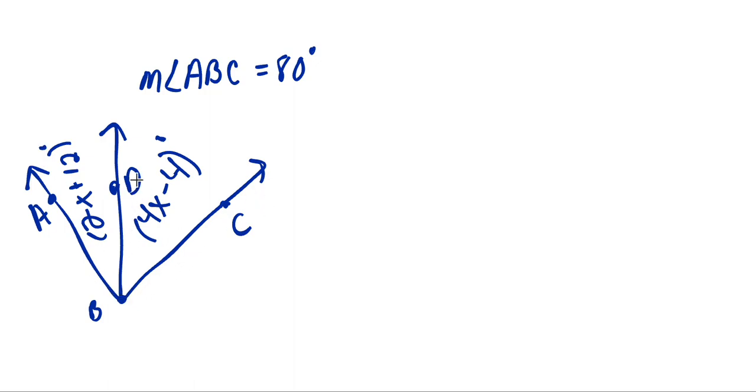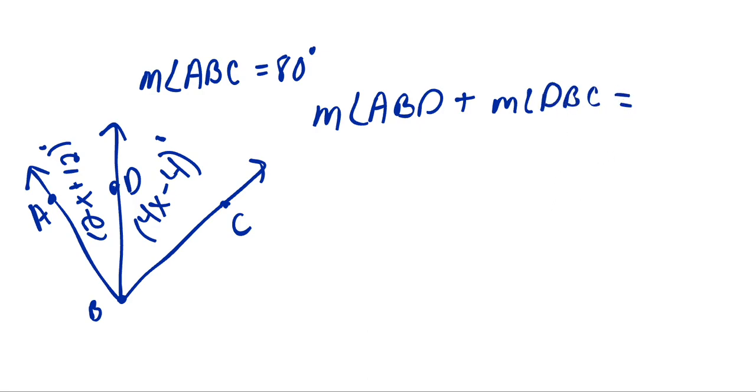We then see we have this ray BD that goes through our angle, giving us the expression 2x plus 12 for the measurement of angle ABD and 4x minus 4 for the measure of DBC. So let's write our angle addition postulate piece out. The measure of our smaller angle here, the measure of angle ABD, plus the measure of the other smaller angle, the measure of angle DBC, has to equal the measure of our larger angle ABC.